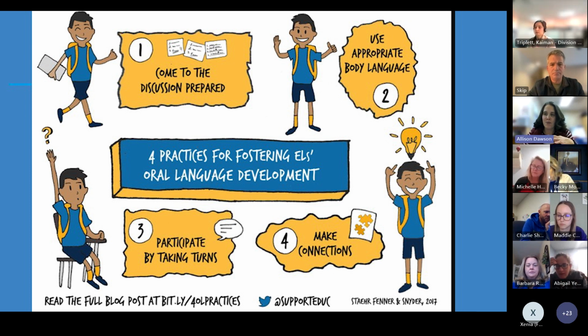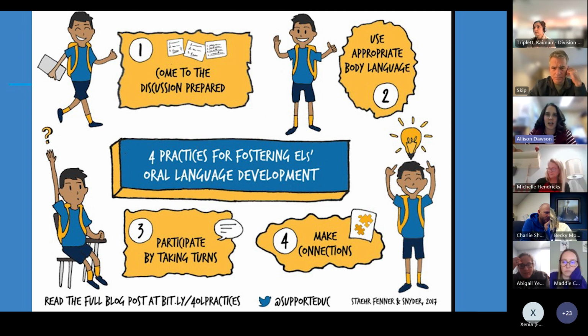And then number 4 was make connections. So we want to be, again, explicitly model and show students how to connect ideas in conversations, how to get them to ask when they need clarification, how to agree and disagree and add on to someone else's thinking. So hopefully you found that part of the chapter helpful.